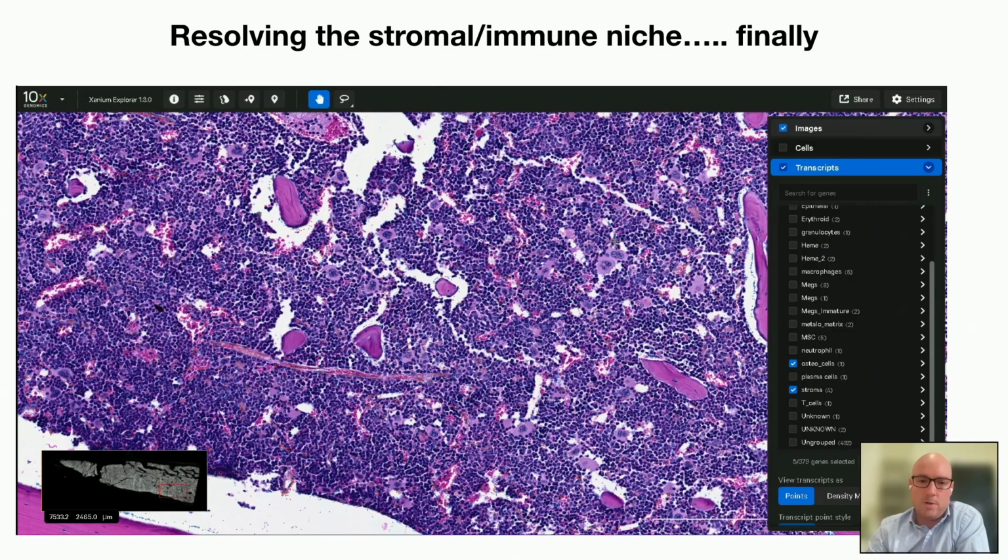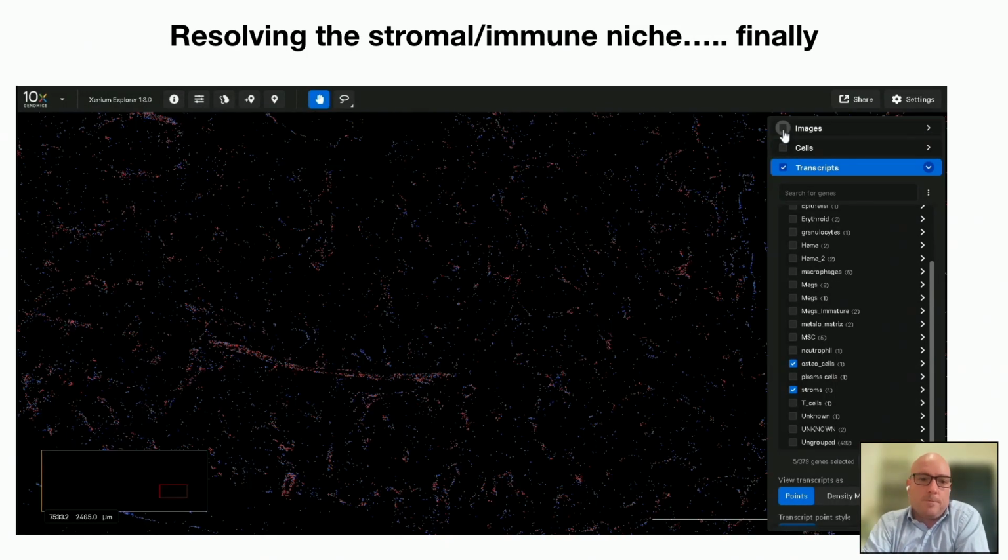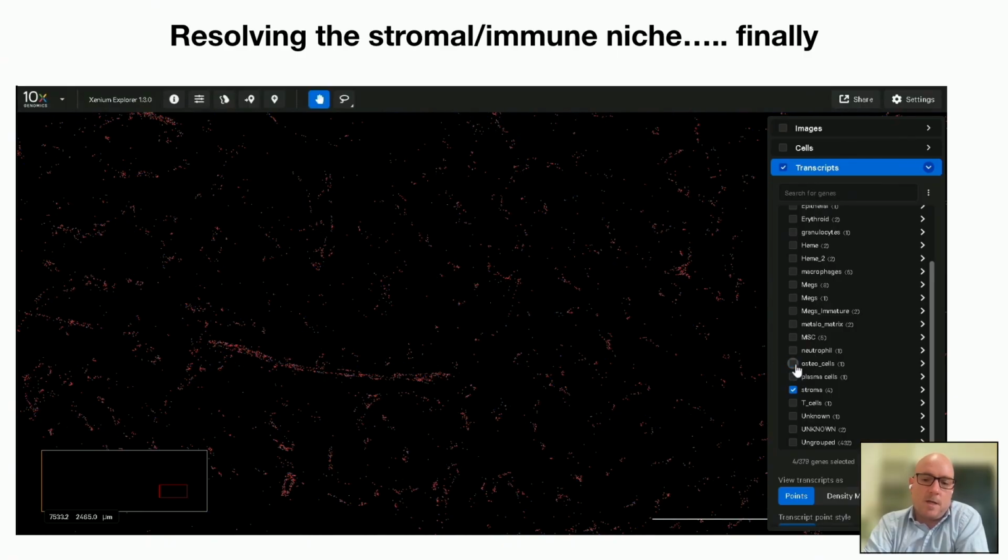So I'm really happy to share with you some new data that we've got, and we've applied this all in human. I'm going to share this data with you now of this new technique, which is called Xenium. And we use this to profile the genes in place. So that was an H&E section of bone marrow.